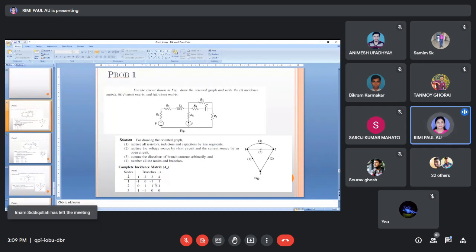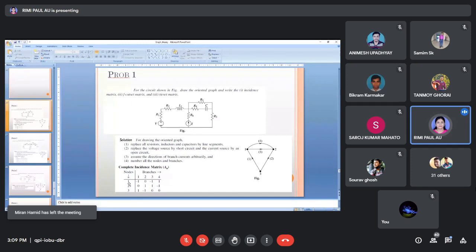Now why it is -1 because you can see that this direction, this current direction is towards this node from 1 and for branch 3. For branch 1, that's why it's -1. For branch 3, this is -1. But the current direction is away for branch 4, so this is +1.